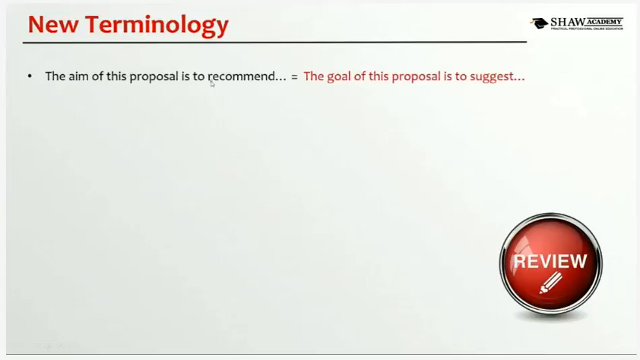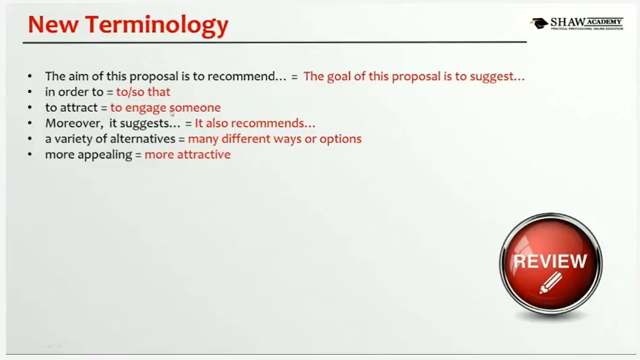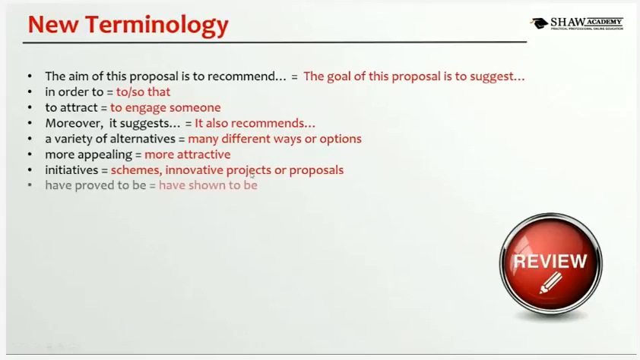So again, the aim of this proposal, or the goal or the objective. In order to means to or so that. To attract is to engage somebody. Moreover, of course, can also mean also. That's more informal. A variety of alternatives means many different ways or options. More appealing, of course, means more attractive. Initiatives. Okay, now this might be a little bit tricky in terms of pronunciation. Initiatives. And they are schemes or innovative or creative projects or proposals.